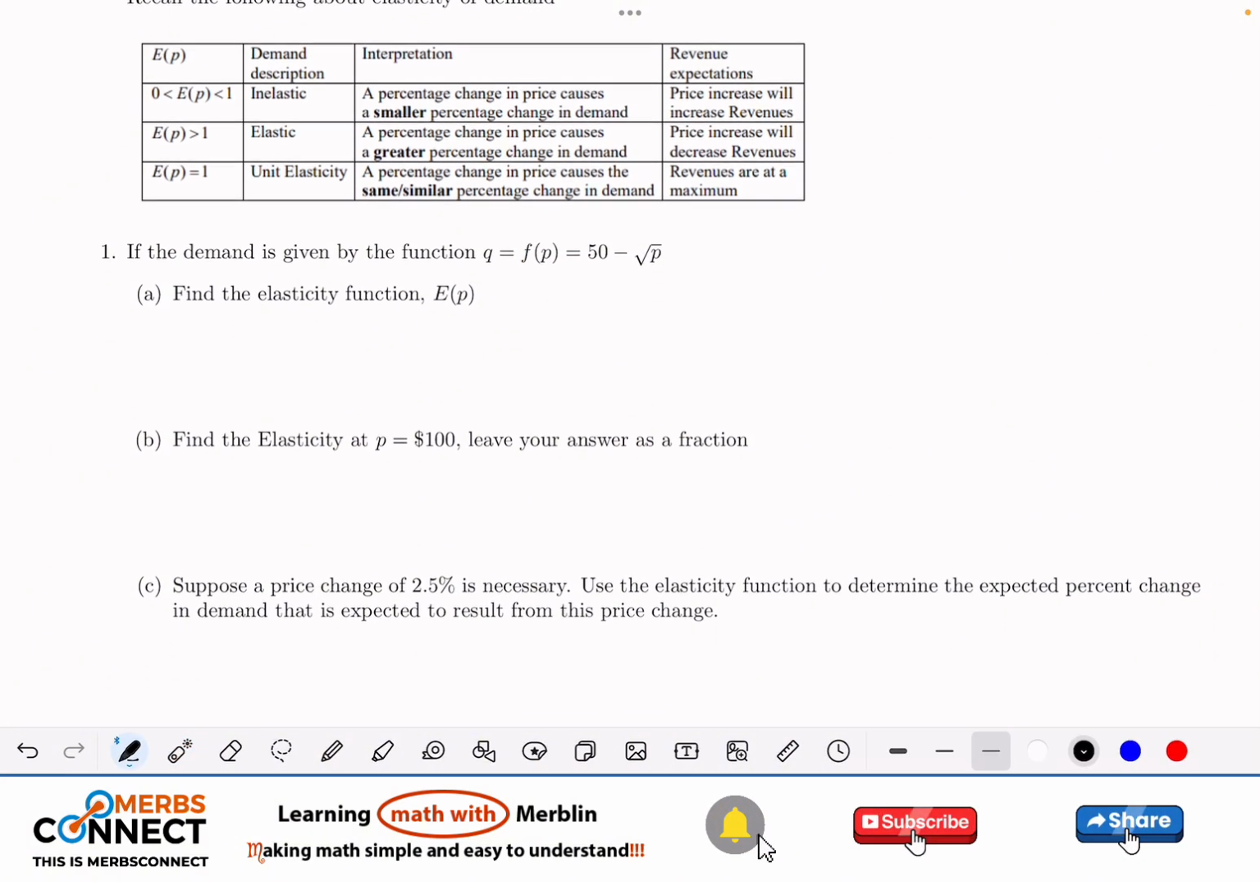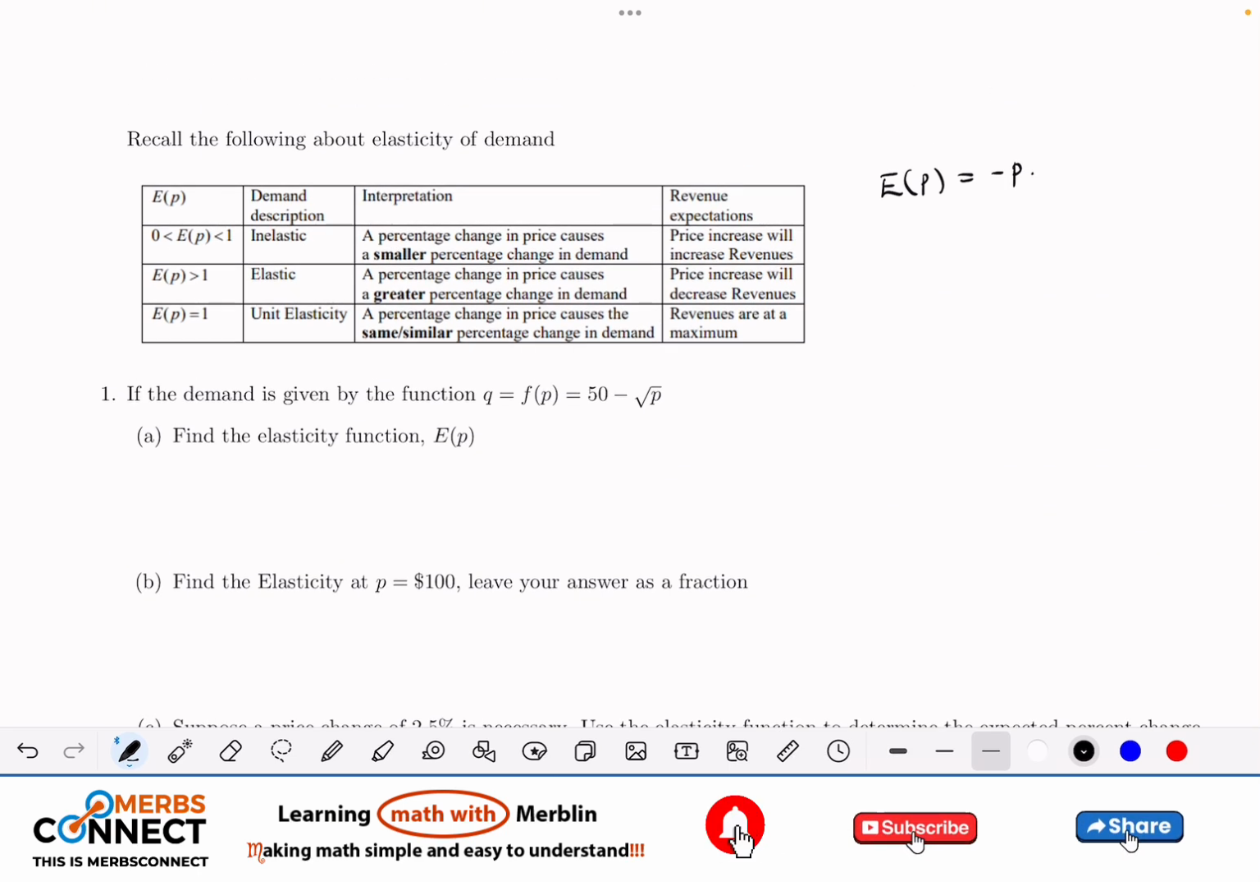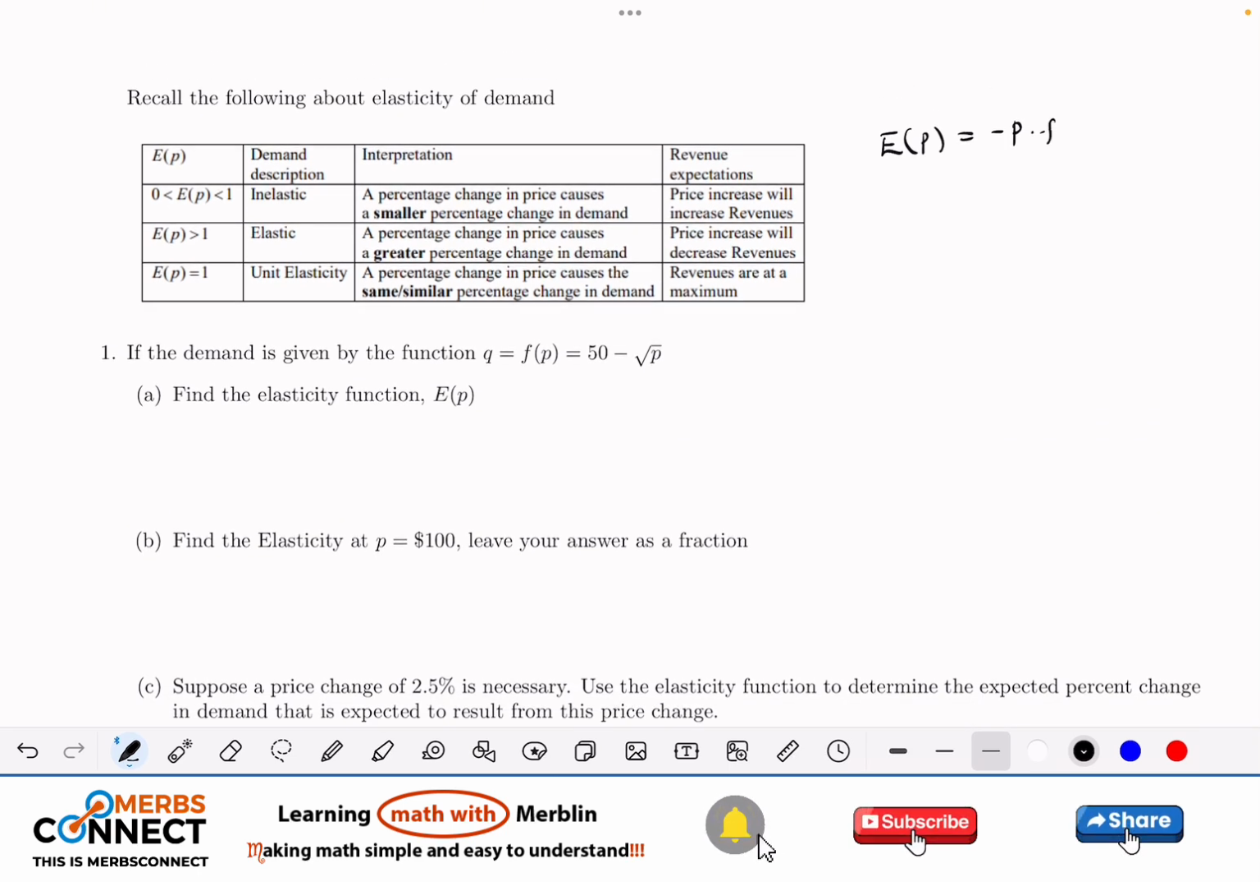So we know that, let me write it here, E of P is equal to minus P times f prime of P divided by f of P. Right. So given this formula, our function is in terms of P, so we are not worried about this. We have f of P, which is also here. So the only thing that we need to look for is f prime of P. So what is f prime of P?